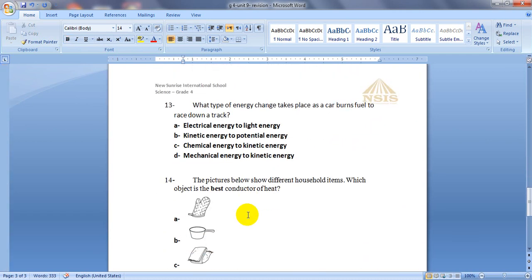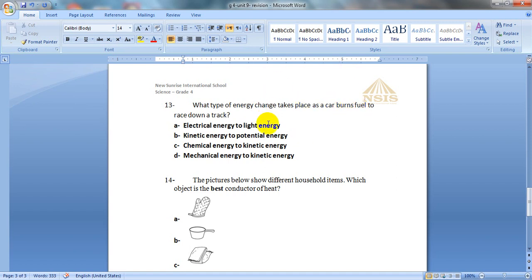The next question, number 13. What type of energy change takes place as a car burns fuel to race down a track? Do you remember, as we said and studied before, the fuel which is burning inside the engine of the car is like the food which we eat. It releases chemical energy inside it. Then this chemical energy changes into another kind of energy that makes it move.